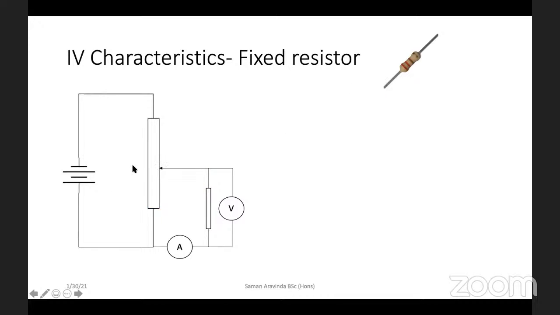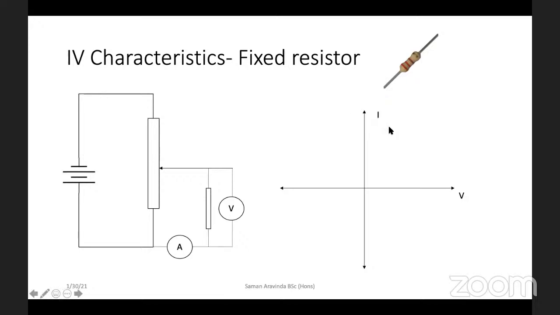So when we take the readings, we draw the graph of voltage against current. The potential difference will be my independent variable. Current will be my dependent variable, because I change the potential difference across the device, and then measure the current. Now tell me, what does the gradient of this graph represent? For a fixed resistor, is it 1 over resistance?